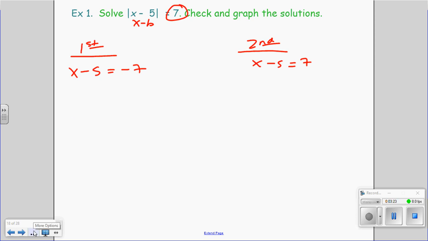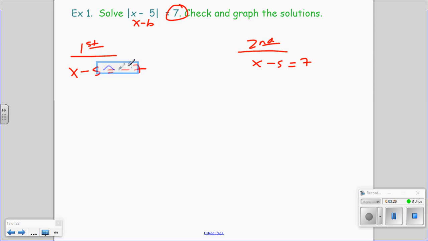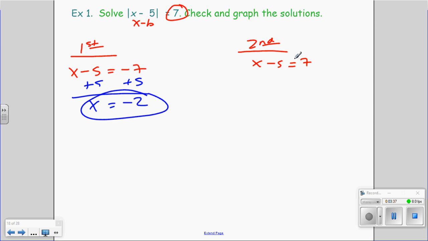And then carry on your algebra steps, solving both equations separately. On the first equation, I would add 5 to each side like I normally do. So I'm left with x is equal to negative 2. On the second equation, when I add 5 to both sides, I'm left with x is equal to 12. So it says check the solutions.